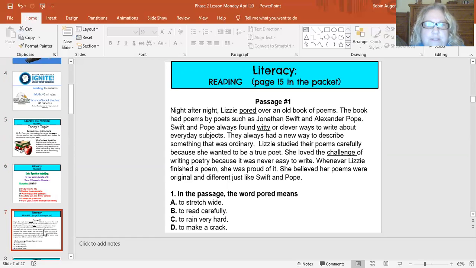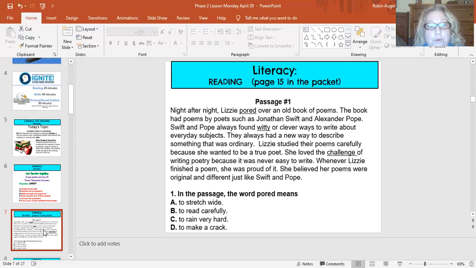Night after night, Lizzie pored over an old book of poems. The book had poems by poets such as Jonathan Swift and Alexander Pope. Swift and Pope always found witty or clever ways to write about everyday subjects. They always had a new way to describe something that was ordinary. Lizzie studied their poems carefully because she wanted to be a true poet. She loved the challenge of writing poetry because it was never easy to write. Whenever Lizzie finished a poem, she was proud of it. She believed her poems were original and different, just like Swift and Pope.